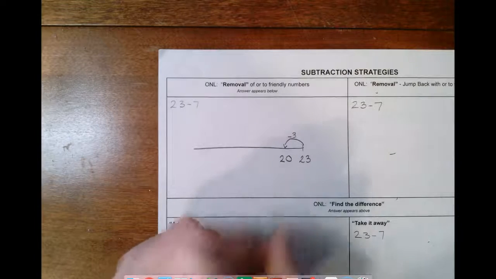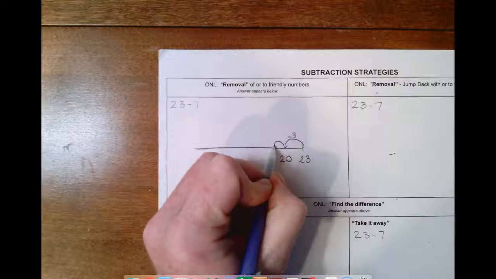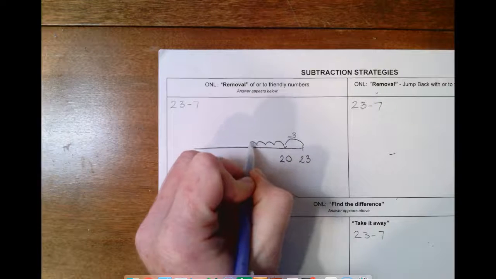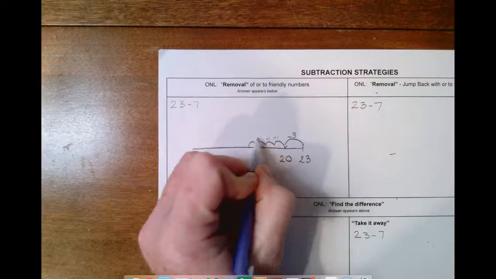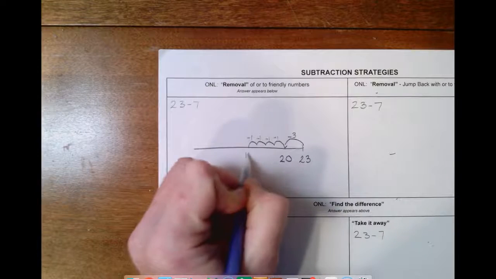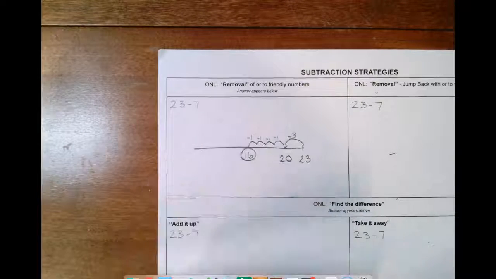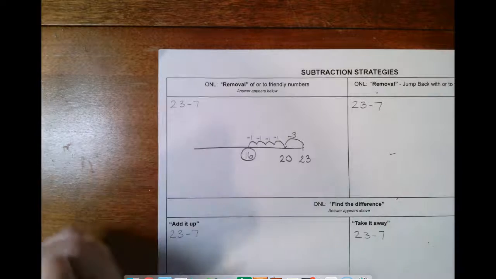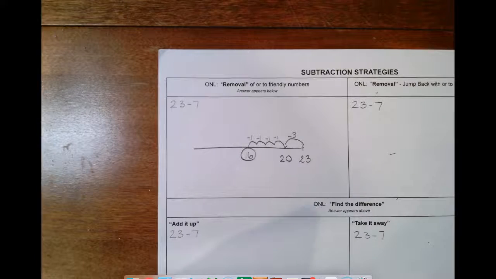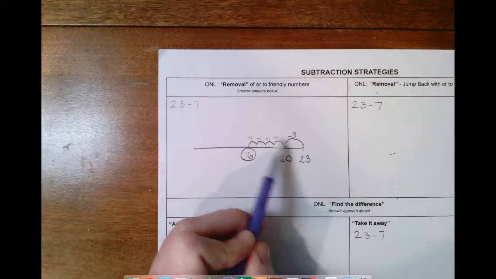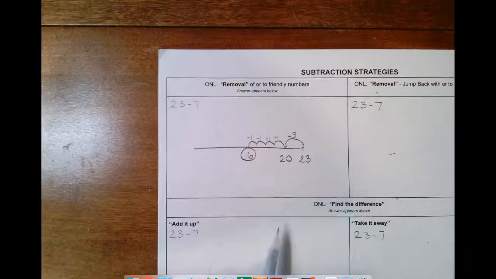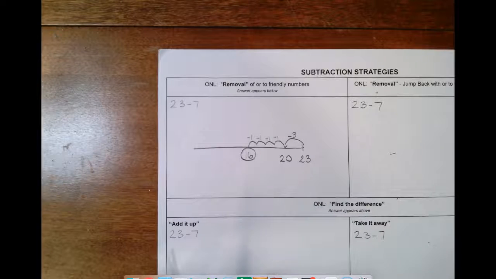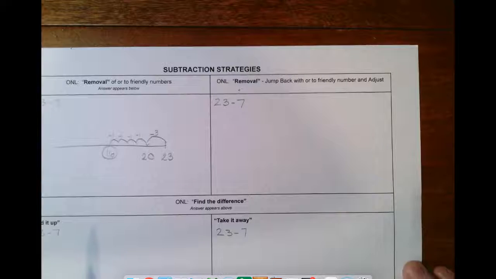Now a typical second grader might remove by 1, 2, 3, 4, which gets me to 16. Okay. We want to push them to start removing in bigger chunks, so maybe you go minus 3 and then minus 4, which gets me to 16 as opposed to by ones. All right. Okay, let's take a look at removal, jumping back to a friendly number, and then adjusting.